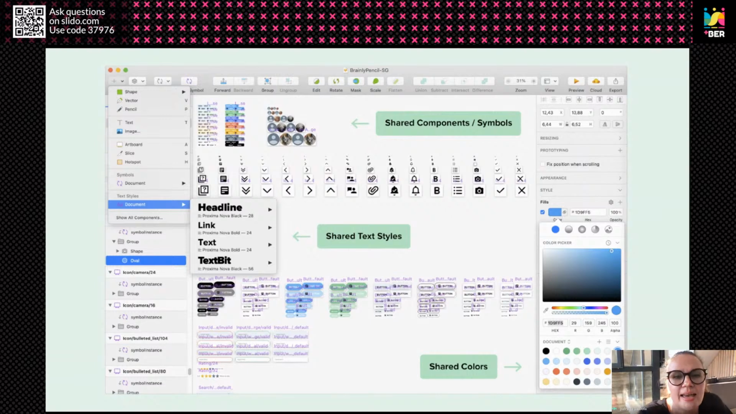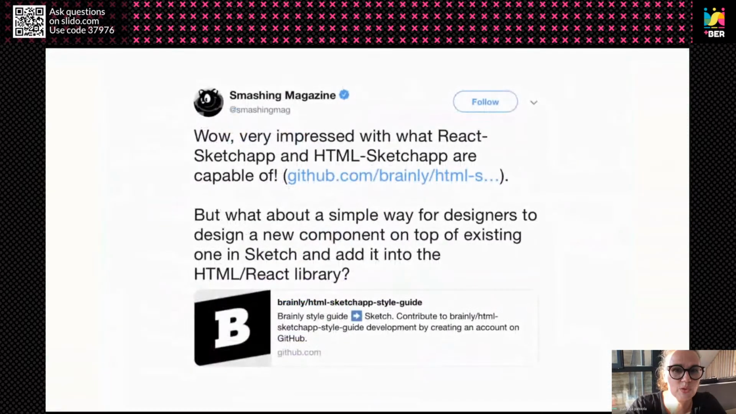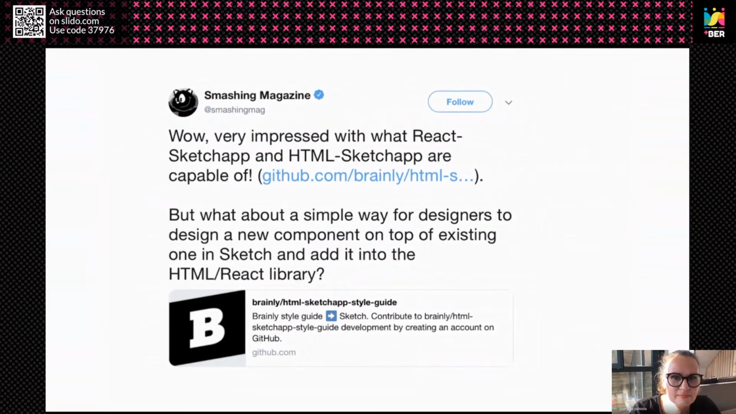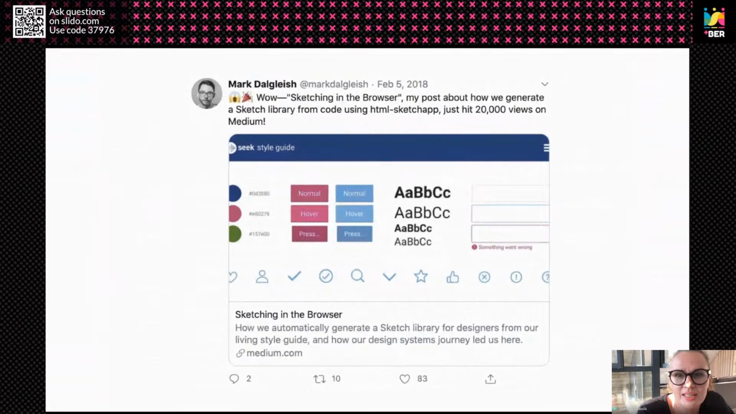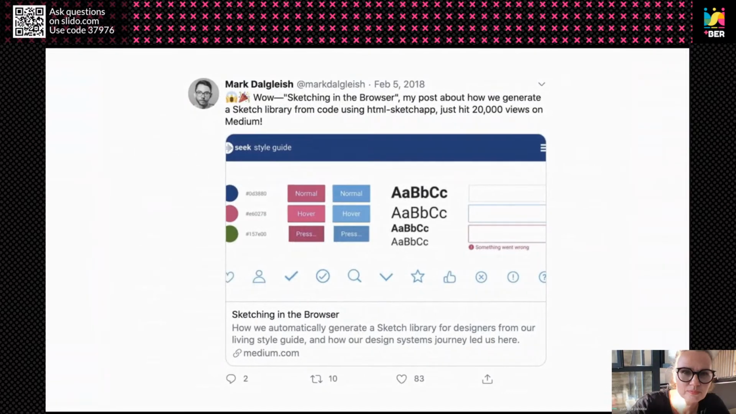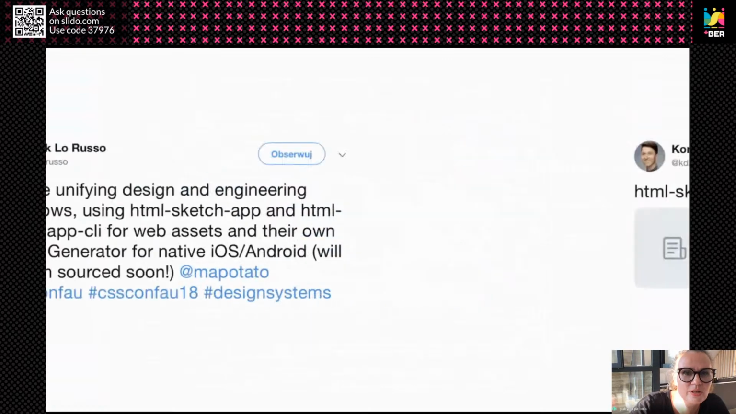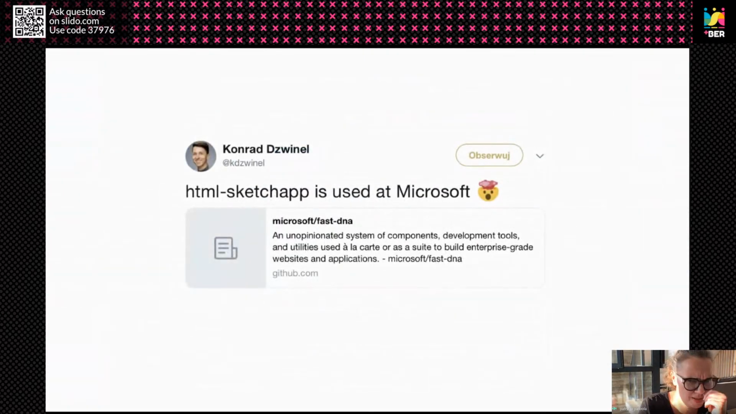But as it was an open source tool from day one, other companies were. It was a little frustrating, but also amazing because, to our surprise, the tool had some media coverage. For example, by Smashing Magazine, Protopie, which put Brainly on the merging of design and development timeline alongside Airbnb, Webflow, and Google. Right, shocking. We were stunned to see that HTML SketchUp was used by companies like Seek, Yelp, and, drumroll, Microsoft, which was quite shocking considering that our tool was made by a team of 3 people, or actually 1 person, because Konrad did most of the breakthrough work.